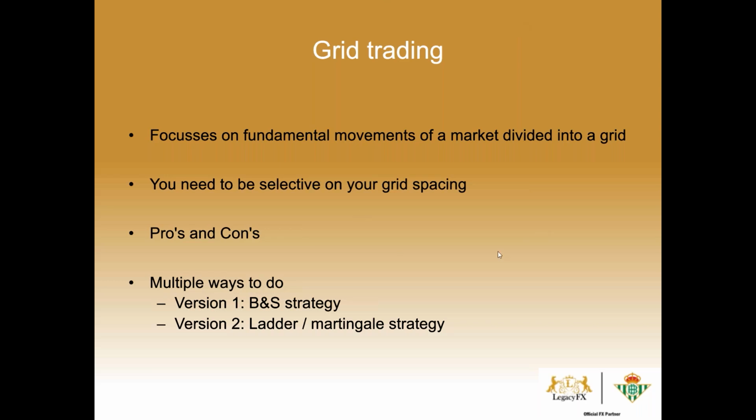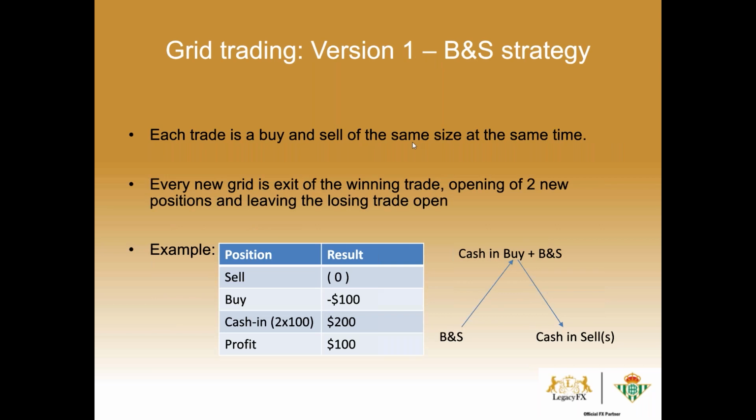So version 1. This is a buy and sell strategy, as they call it, which means that each trade is a buy and sell of the same lot size at the same time. So every grid line, you open a buy and a sell at the same time. In other words, you're preemptively hedging your own trade. Benefit? Doesn't matter which way the market goes, you will have a winning trade. Right? But that also means you have an equal and correlating down trade. We'll get back to how that works later.